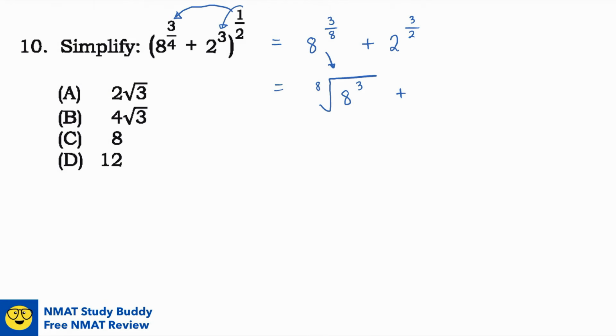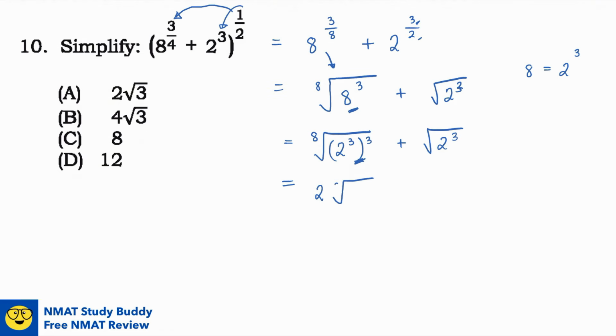Plus, itong part na to naman, yung 2 raised to 3/2, yung 2 magiging square root. So, square root of 2 raised to, itong numerator, 2 raised to 3. Itong 8 raised to 3, pwede pa natin siya mas-simplify as, kasi yung 8 is equal to 2 raised to 3, diba? Or 2 times 2 times 2. So, pwede pa natin siyang gawing 8 root of 2 raised to 3 raised to 3 plus square root of 2 raised to 3. And then, itatry natin ilabas since 2 raised to 9 na to, pwede na natin malabas yung 2. So, 8 root of 2 na siya.